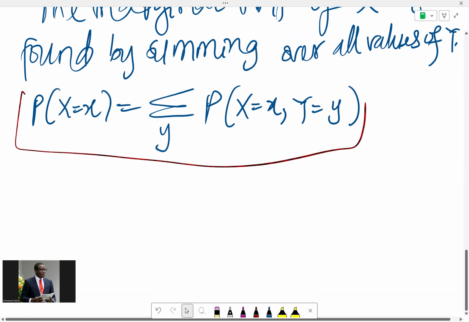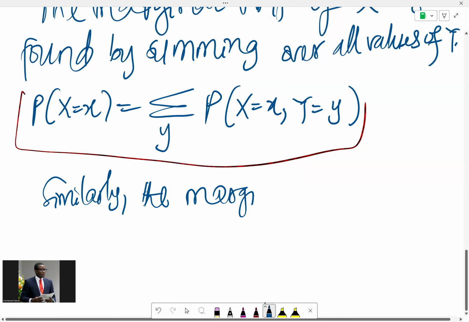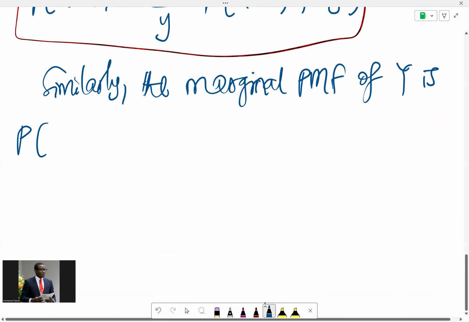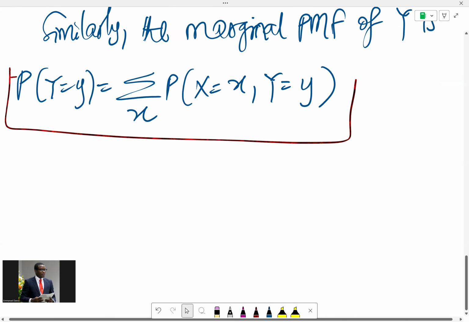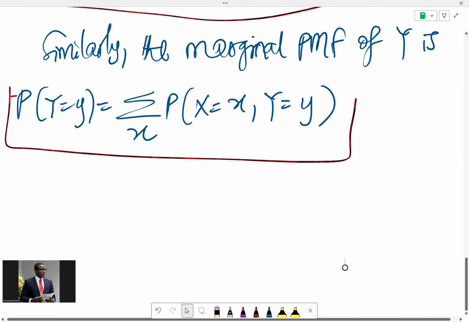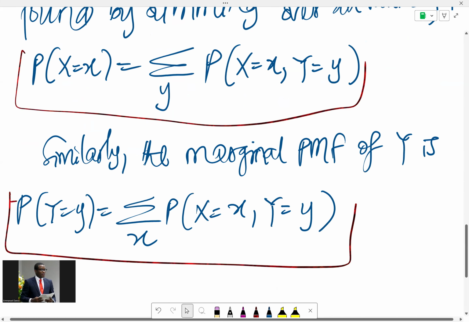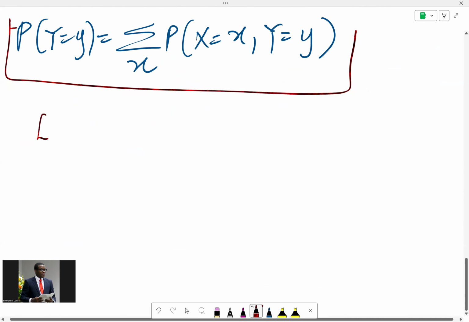Similarly, the marginal probability mass function of Y, the probability that Y is equal to y, equals the summation over x of the probability that X is equal to x and Y is equal to y. Now, while this may be a bit hazy right now, with an example the point can be driven home. So let's take an example.